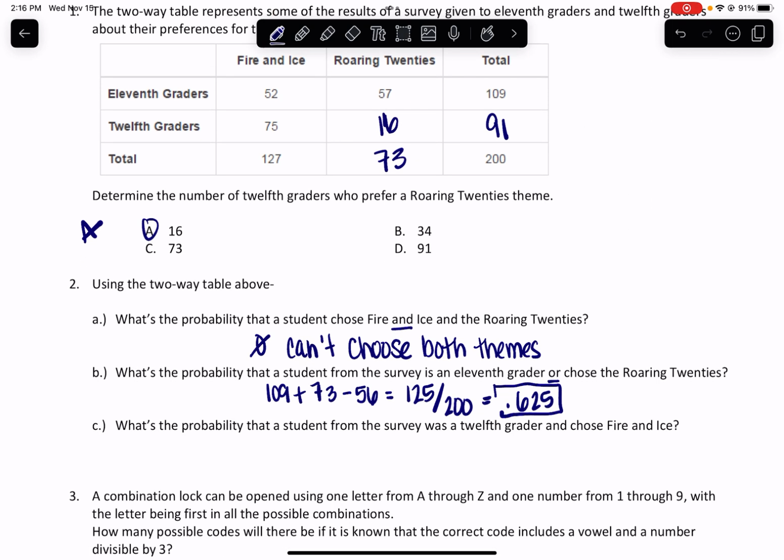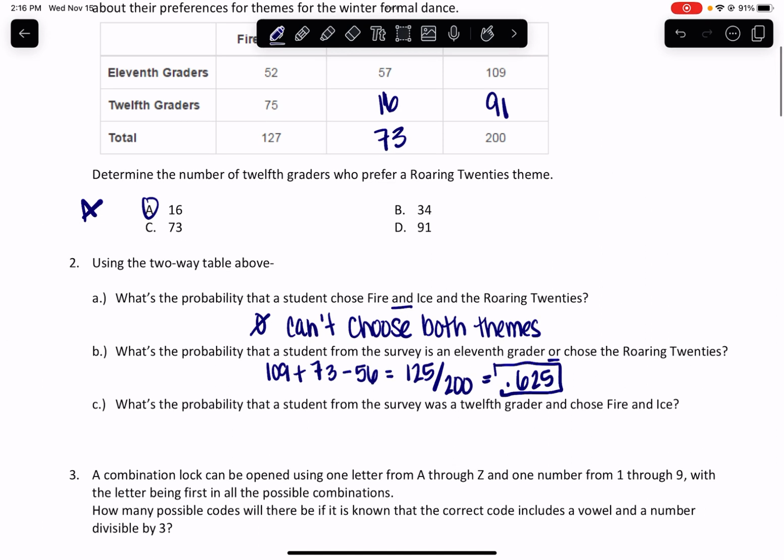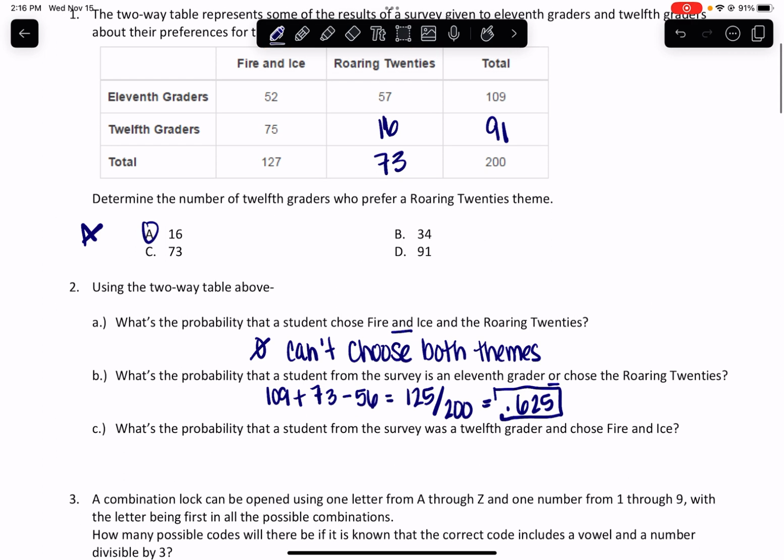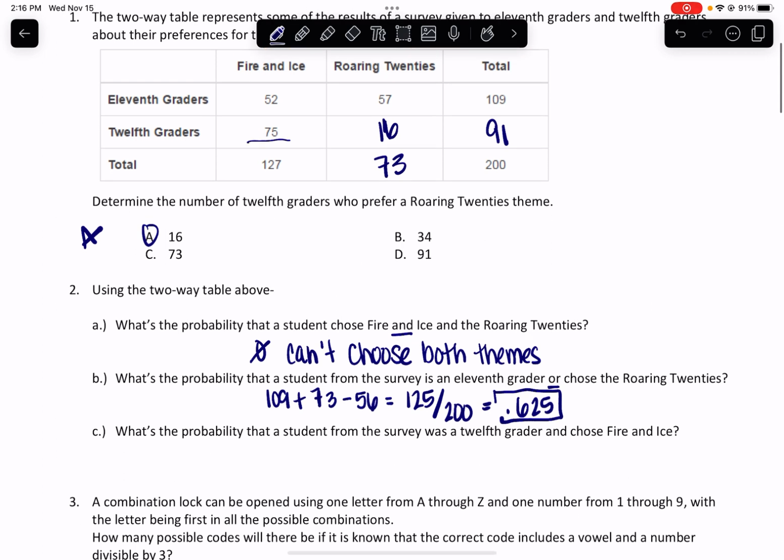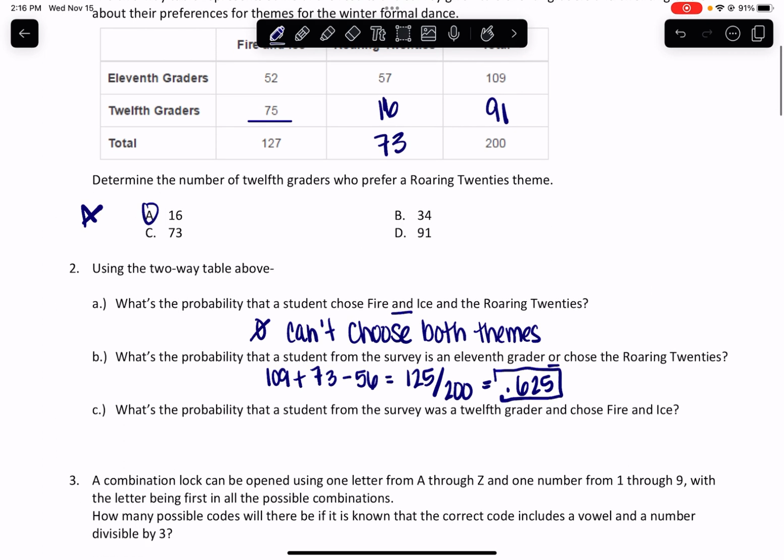What's the probability to number C or letter C? What's the probability a student from the survey is a 12th grader and chooses fire and ice? There is only one grouping where that intersects, so that is 75 students out of 200 total, which is 0.375 for my probability. Oh, I don't like how that looks. Okay.